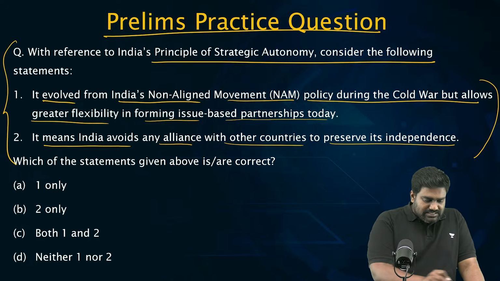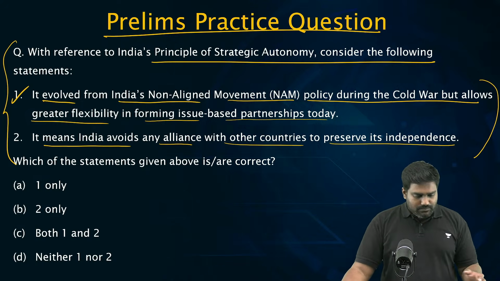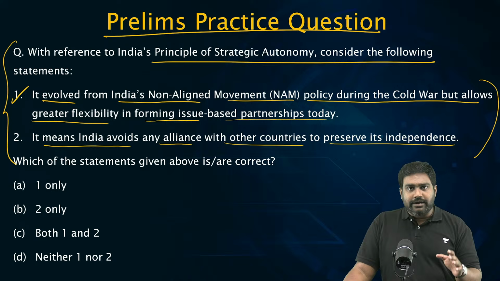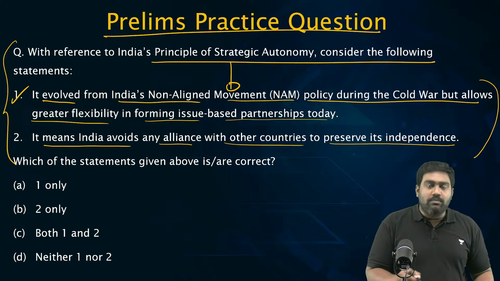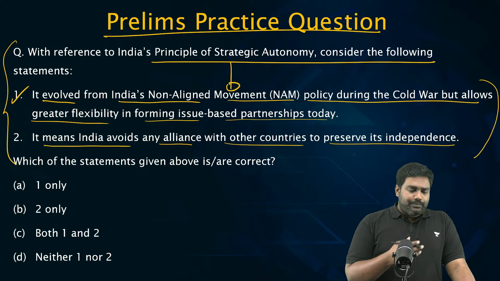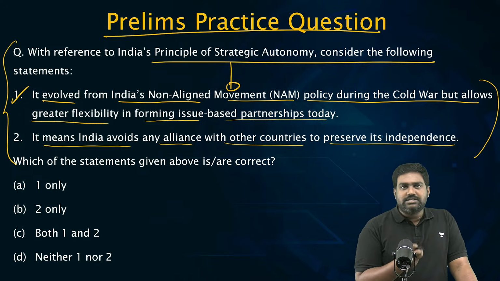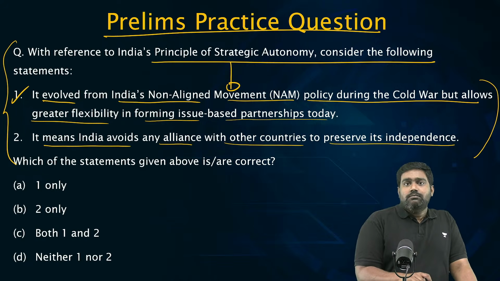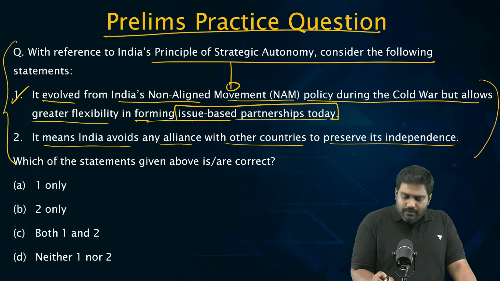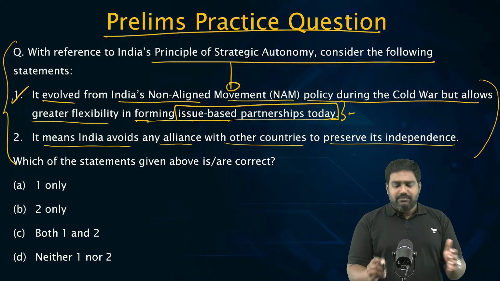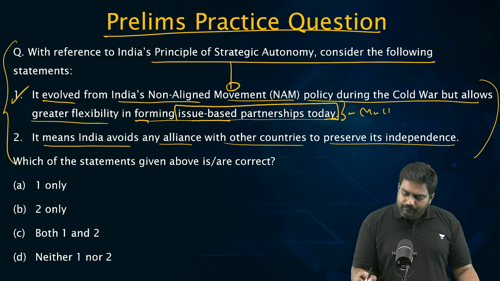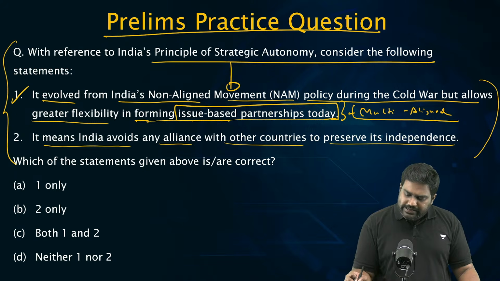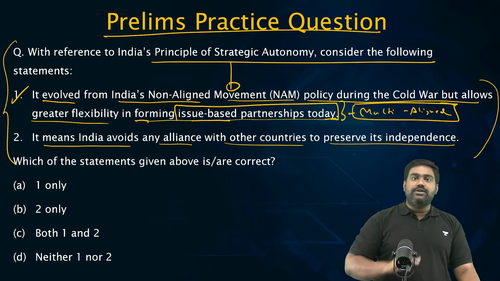Okay. Statement 1 is correct. The statement given here is absolutely right. It evolved through the NAM movement. Prime Minister Nehru had spoken about this ideology, but we actually started following and implementing this through the establishment of the NAM. But today, it has evolved into issue-based partnership, meaning we'll partner with anyone, which is nothing but multi-alignment, from non-aligned to multi-aligned. So that's why statement 1 is right.